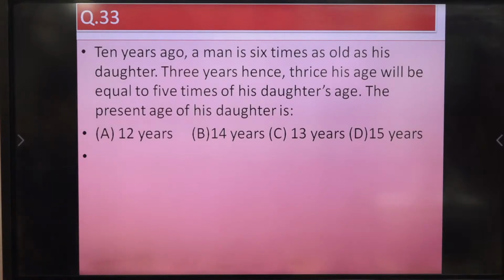So this is from problems on ages. Okay, ratio and proportion concept. Problems on age.